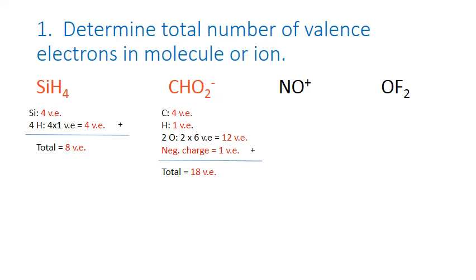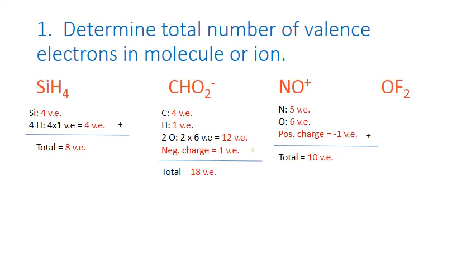Let's do the same thing for the NO plus. This is a cation. So this time, nitrogen comes from column 15, five valence electrons. Oxygen, column 16, six valence electrons. The positive charge means that we've lost an electron. So we actually subtract one out. It's the same as adding negative one. The sum of all of these, including that negative one for the positive charge, is 10 valence electrons.